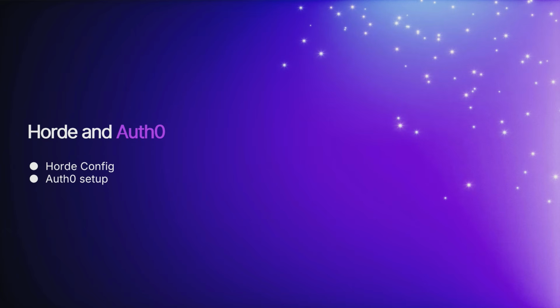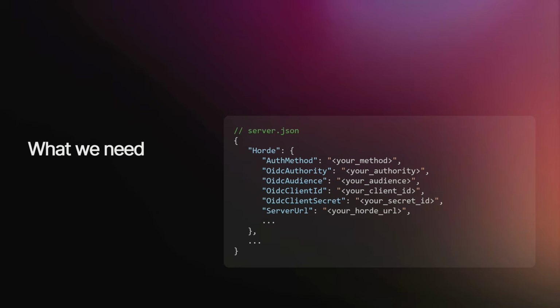So I want to run through a quick example of setting up Auth0 with Horde, step by step, showing you the configuration in the Horde side and what you need to do in Auth0. In our server configuration file, there are these 6 fields we need to fill out to set up authentication, which are the auth method, the OIDC authority and audience, client ID and secret, and then our server URL.